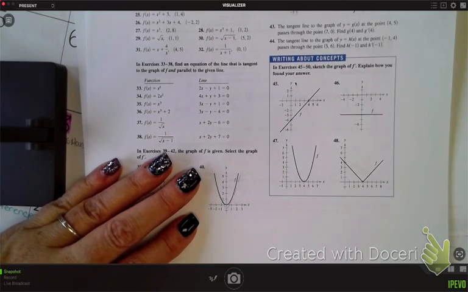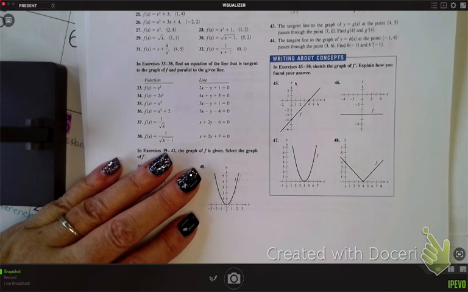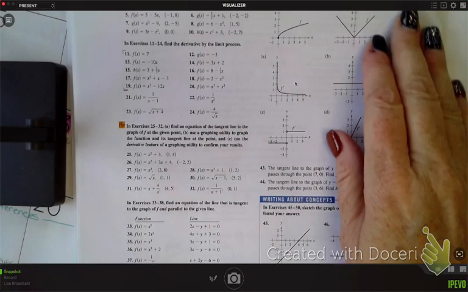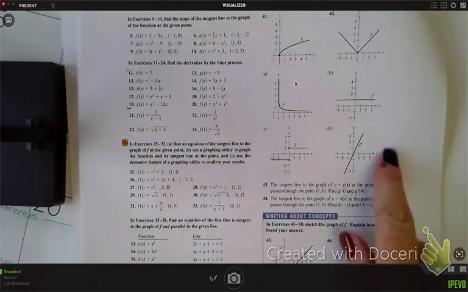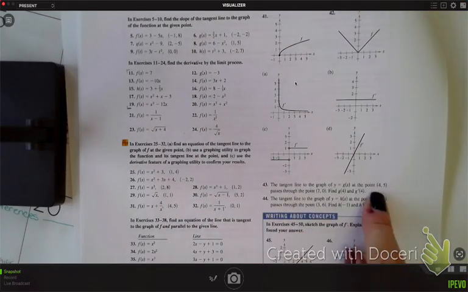See, sometimes I just need a little bit of a refresher. Is it undefined? Vertical? Okay, so which one of these is linear? A, B, C, or D? D. Yeah. 40's D.